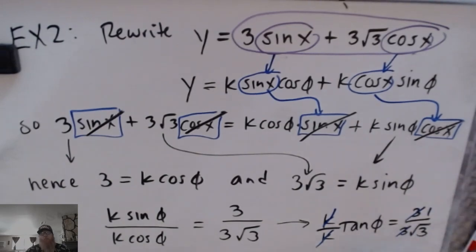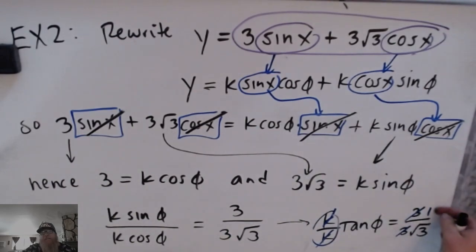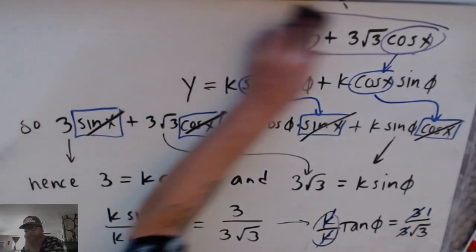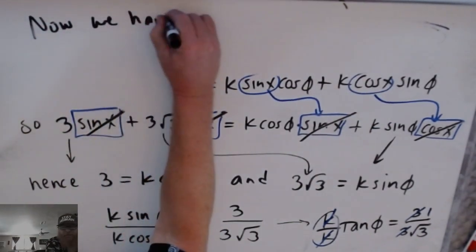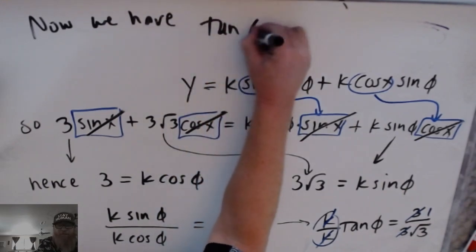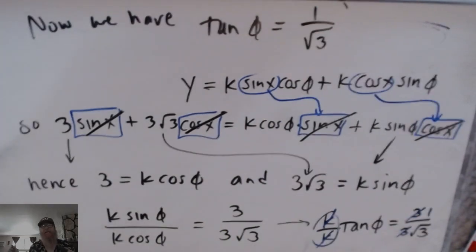Don't forget to put a 1 in the numerator if you cancel. Technically, this becomes a 1 also. The k divided by k also becomes a 1. If you forget to put the 1 in front of the tangent, it doesn't matter. That one's forgivable. But if you forget to put the 1 over here, it's going to be incorrect. So now we have tangent of phi is 1 over square root of 3.